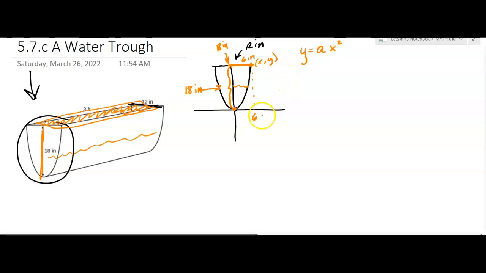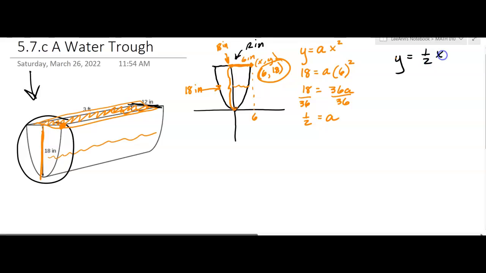So we know that when x is 6, y is 18. That's an ordered pair that we know. Hopefully that works for you as far as x and y goes. So we know that's a point on the parabola. In fact, it's that corner point right there, (6, 18). This allows us then to figure out a. So if y is 18 and a is, we don't know, x is 6, we get 18 equals 36a. And if we divide both sides by 36, we get 1/2 equals a. Now we have a function. We know y equals 1/2 x squared.